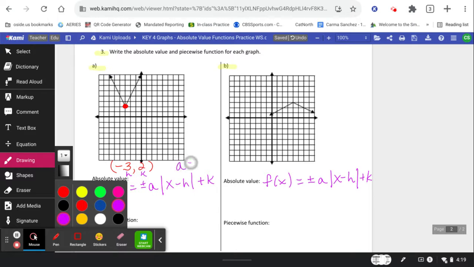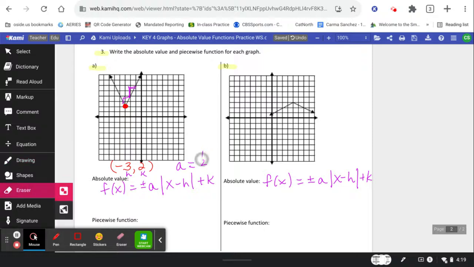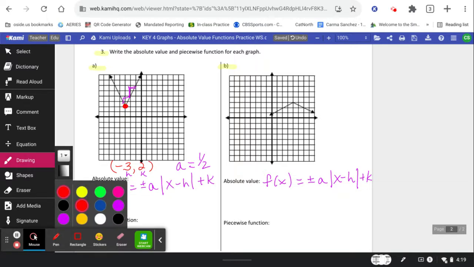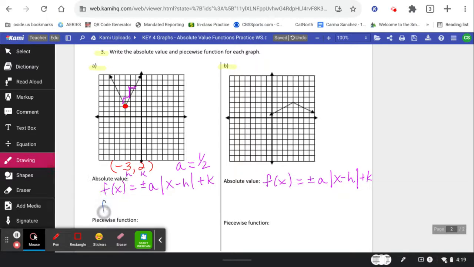And then my A is up 2 over 1, up 2 over 1. See how I'm counting that little rise over run? So it's an A of 1/2, slope of 1/2. There we go. Now just go plug it in. F of x equals positive 1/2 absolute value of x minus a -3, turns into x plus 3, plus 2, and we're done.